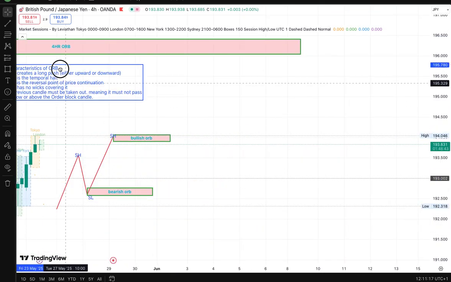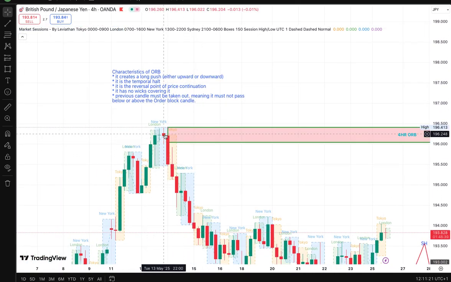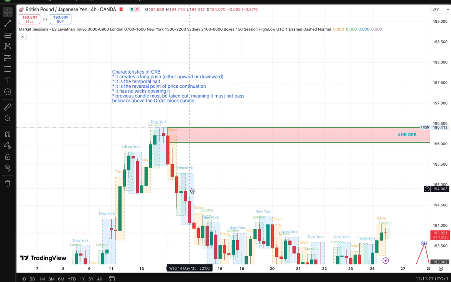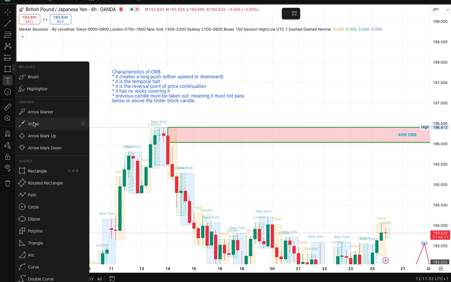What are the characteristics? Let's take it to the point and see if it has all the characteristics. This is the candle I'm talking about. Now, it creates a long push, either upward or downward. You can see, we got it right. It created a long push.